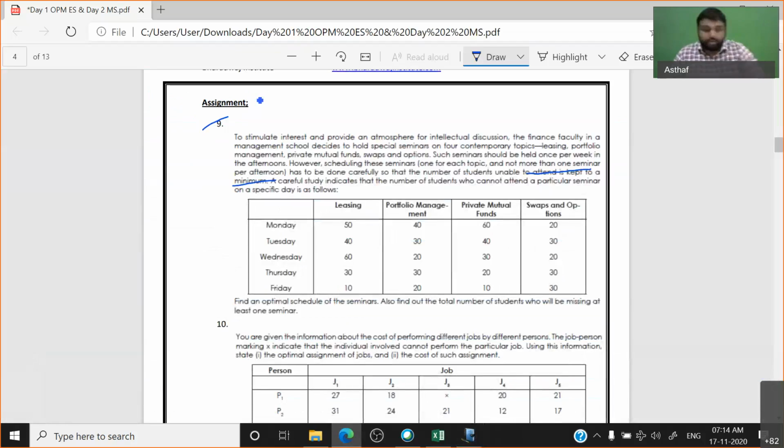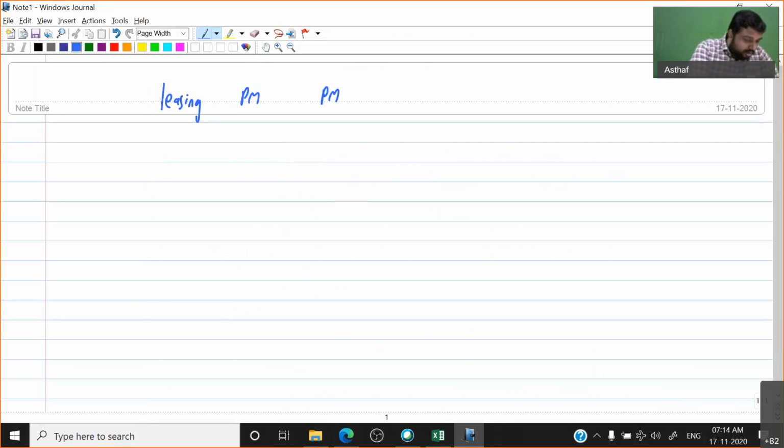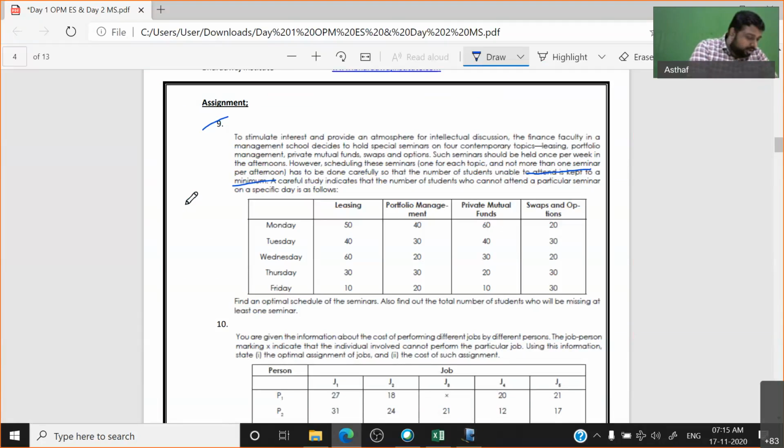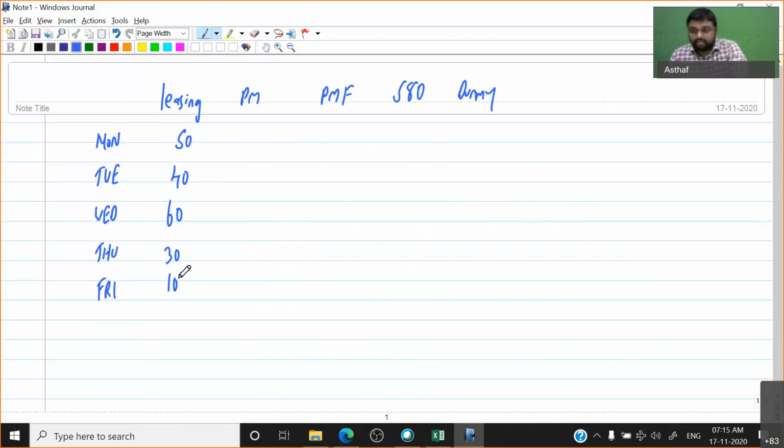Leasing, portfolio management, private mutual fund, swaps and options, and one more thing, none other than dummy. And in this row, Monday, Tuesday, Wednesday, Thursday, Friday. So what do we have to give? 50, 40, 60. So I am just writing the numbers, my dears.